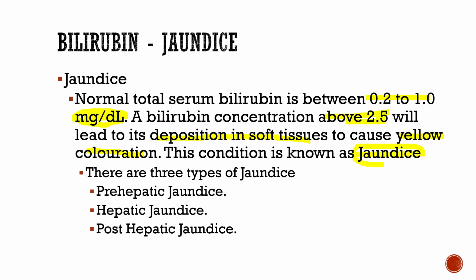So when the bilirubin is above 2.5, you have the discoloration of soft tissues, and this is known as jaundice. There are three types of jaundice: pre-hepatic, where the cause is before the liver; hepatic, where the cause is within the liver; and post-hepatic, where the cause is after the liver.